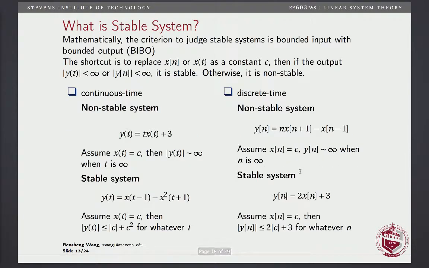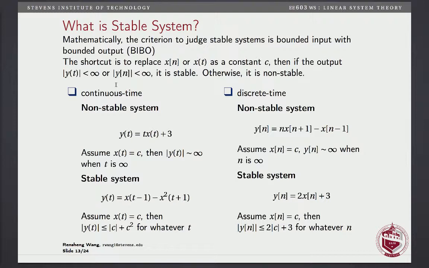So mathematically, you can think about it this way. If you put in some finite input, hopefully the output is also finite. That's what people call bounded input, bounded output, or BIBO. Many people get frustrated: how do you prove this system is a stable system? Actually, there's a shortcut. You just pretend that the input is a constant. If the input is a constant, the output should be bounded, or you can think of it as the output being less than infinity. If that's true, it's a stable system.